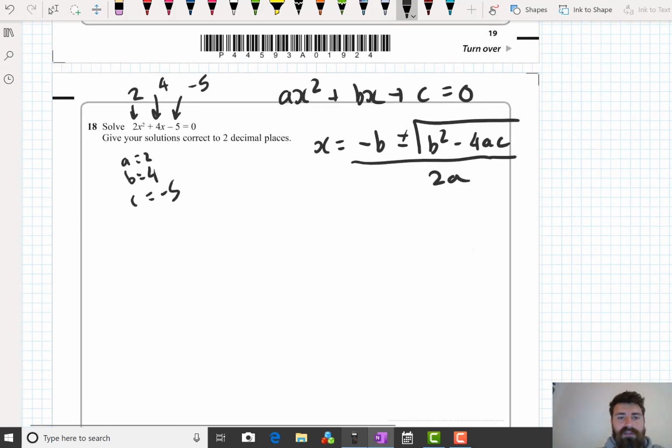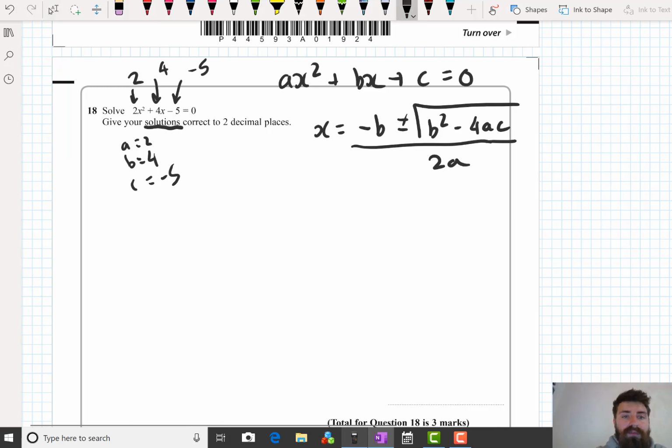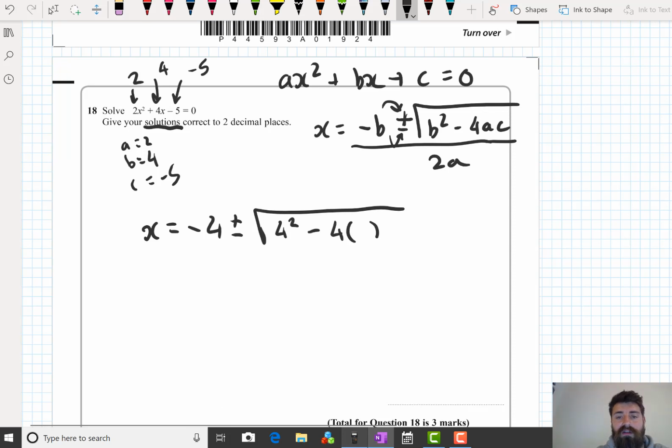Solutions, plural, 2 solutions. When I put it in the calculator, I use the positive one and then the negative one, or the negative one and the positive one. Depends how you're feeling. I'm going to go positive and negative because why not? Now, x is equal to negative 4, that's the b, plus minus the square root of b squared, that's 4 squared, minus 4 times, I'm going to put brackets there, I don't like using the actual multiplication symbol, ac, so a is 2, c is negative 5, and this is all divided by 2a, 2 times 2, could have put 4 there but just didn't.